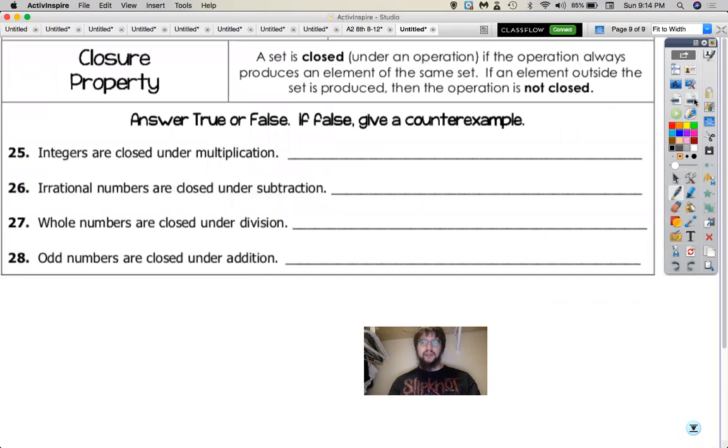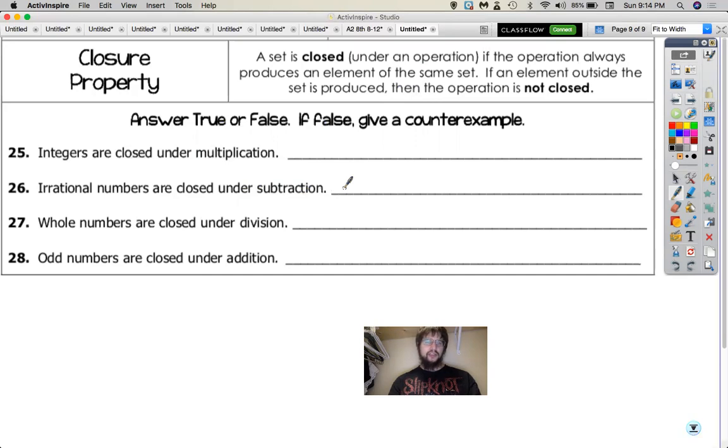Closure. So if you are closed, that means you get the same type of element out. So if you're having natural numbers, they'd be closed under addition, because if you add 2 natural numbers together, you get another natural number out. If we multiply 2 integers, we get another integer out, so we're good. So -3 times -3 is 9, still an integer. Anything you do will still be closed.